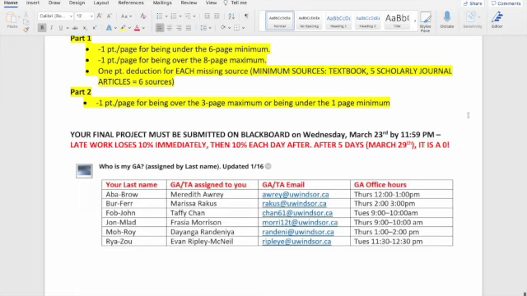So once again, this assignment is due Wednesday, March 23rd by midnight. If you have any questions, please feel free to reach out to your assigned GA. This is the GA who will be marking your assignment, and it's based on your last name, as you'll see depicted in this chart here. This chart is also in the syllabus, as well as on Blackboard under the syllabus tab. You can also email myself or the course email with any questions about the assignment.